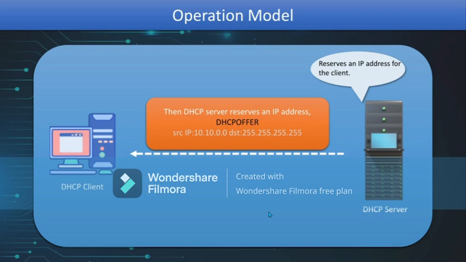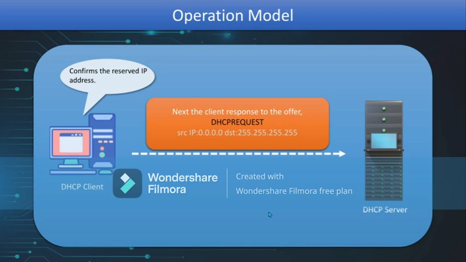Next is the DHCP request message. The request message is sent by the client to the DHCP server. The client tells the server that it can assign this IP address to it, and the IP address is confirmed from the DHCP client side. In the request message, the client confirms the offered address.